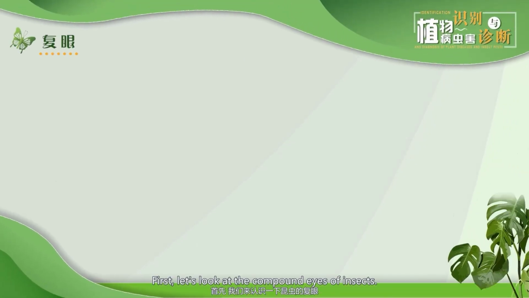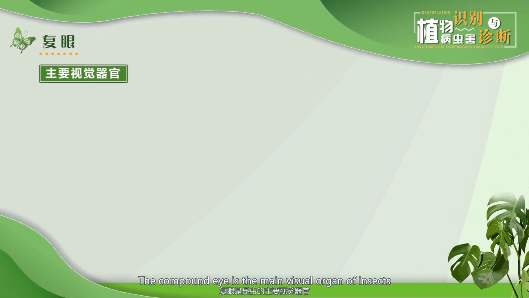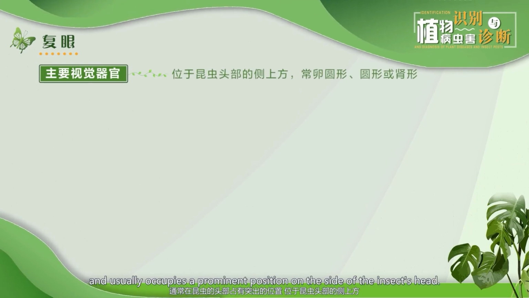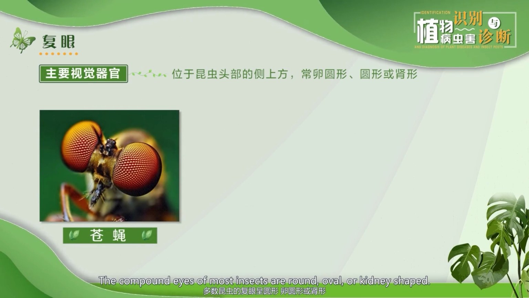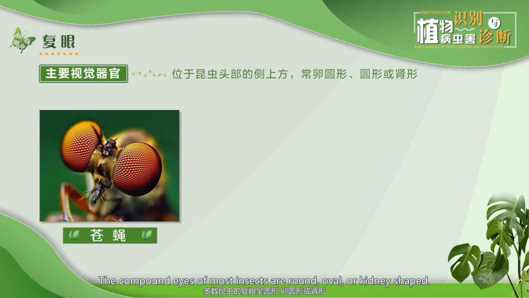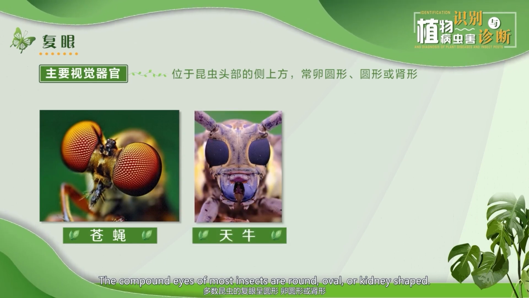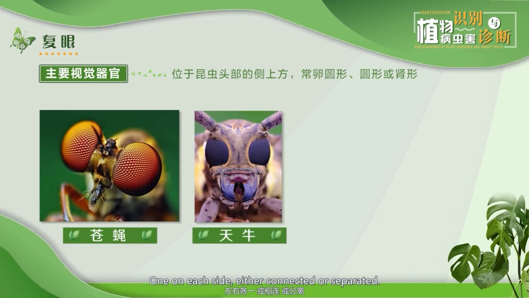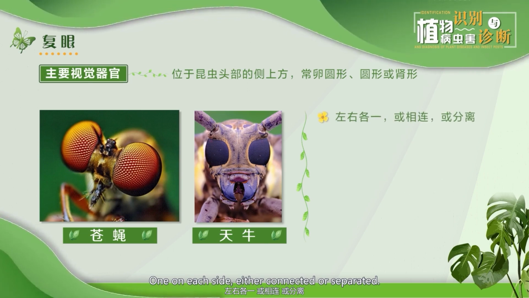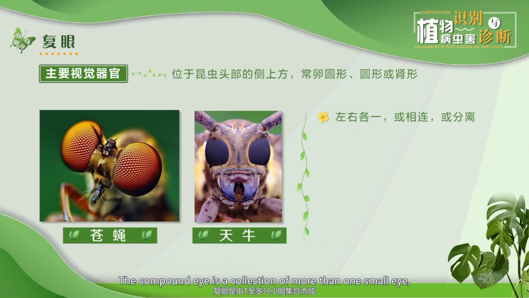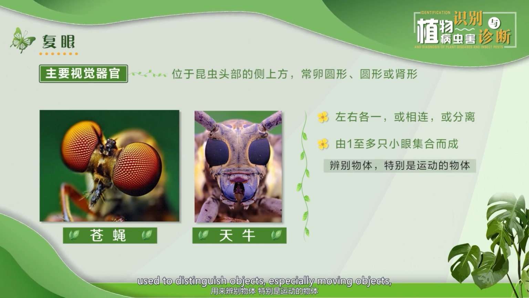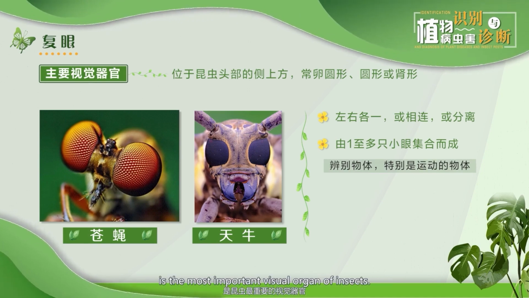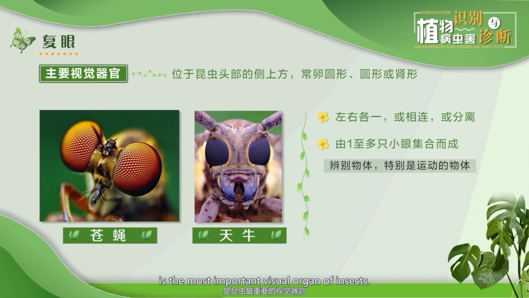First, let's look at the compound eyes of insects. The compound eye is the main visual organ of insects and usually occupies a prominent position on the side of the insect's head. The compound eyes of most insects are round, oval, or kidney-shaped, one on each side, either connected or separated. The compound eye is a collection of many small eyes used to distinguish objects, especially moving objects, and is the most important visual organ of insects.